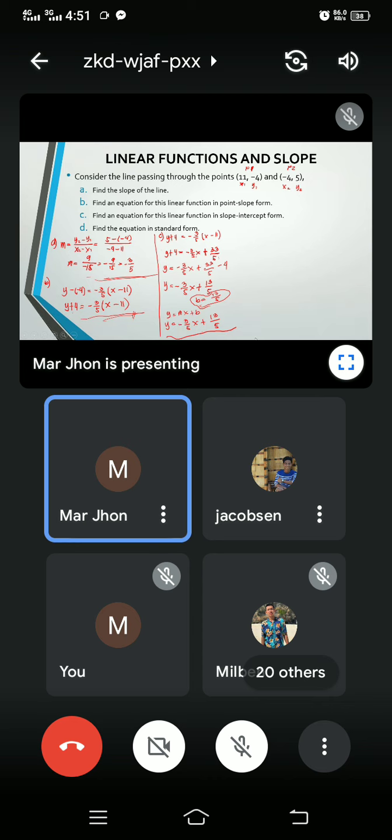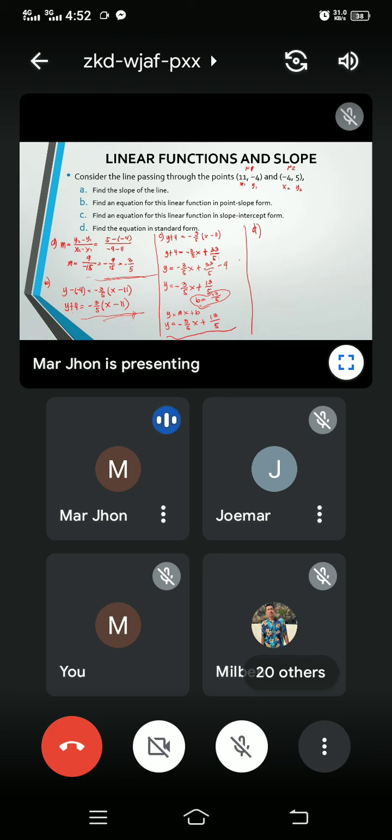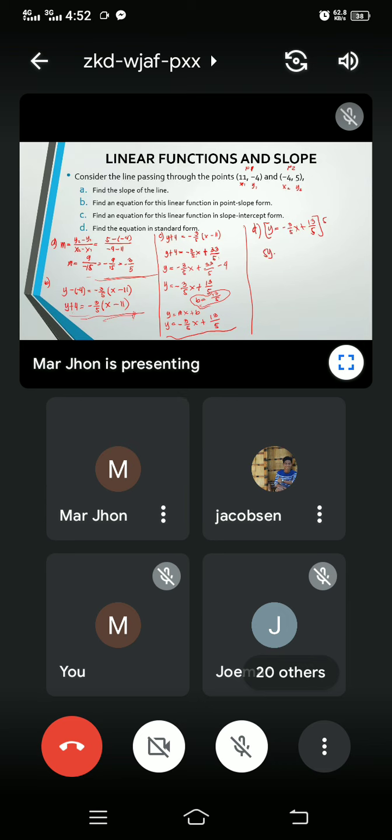Then the standard form of the equation. We can use this for the standard form, or we can still use this. So, y is equal to negative 3/5 x plus 13 over 5. Multiply the entire equation by 5 so that there is no denominator. So, we have 5y is equal to, cancel the 5 denominator.